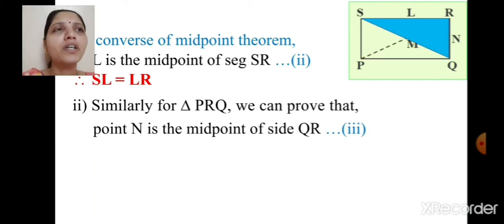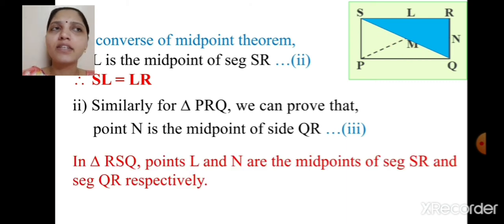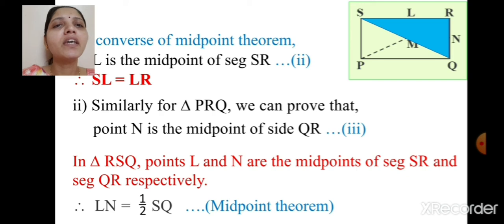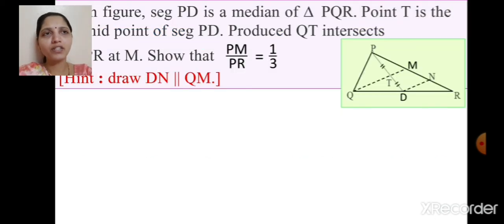Now you have to consider one more triangle here. In triangle RSQ, in this triangle what you can say, point L is the midpoint of seg SR and point N is the midpoint of seg QR. Therefore you can say here, by midpoint theorem, if you join this segment LN, it will be half the length of SQ. Okay, so this is your second proof. Now let's move on to the next question.